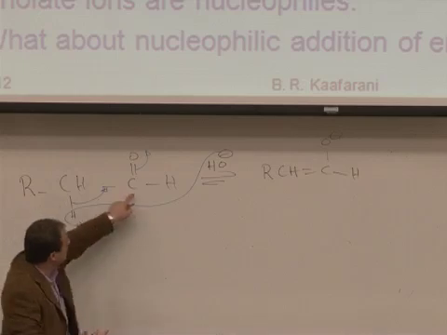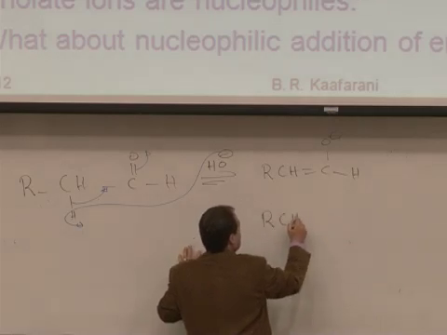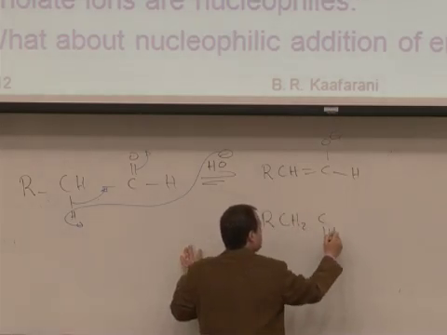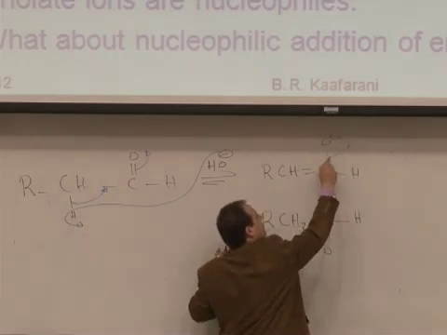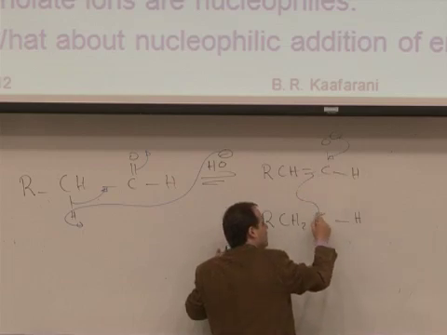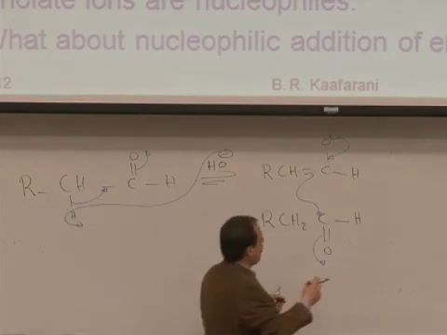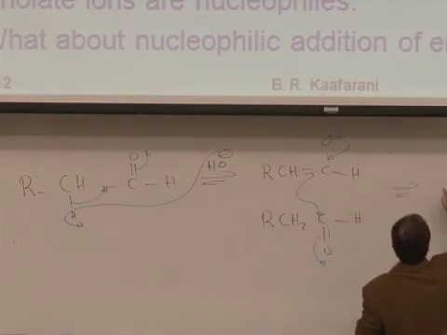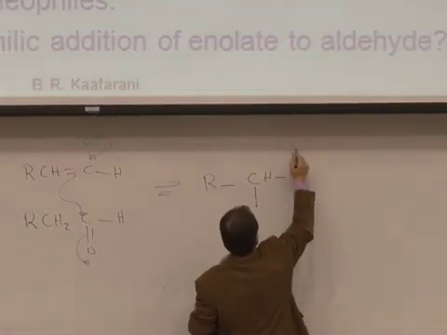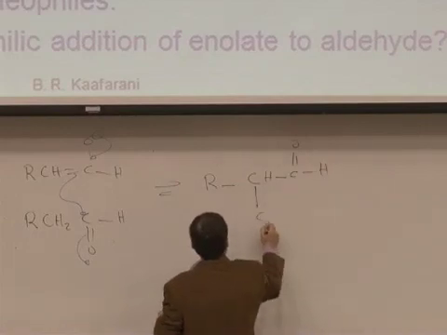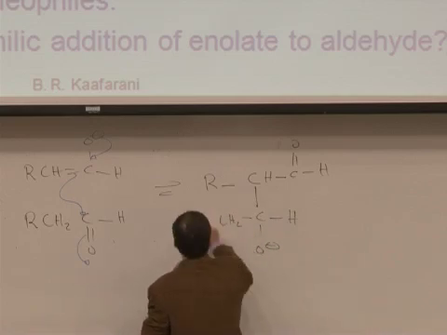Where is it going to attack? It's going to attack the carbon. So what you are going to have next is RCH2C, I'm going to draw it this way. What you are going to have is that the enolate is going to attack the aldehyde. And what you will form, RCH C double bond OH CO minus H CH2R.